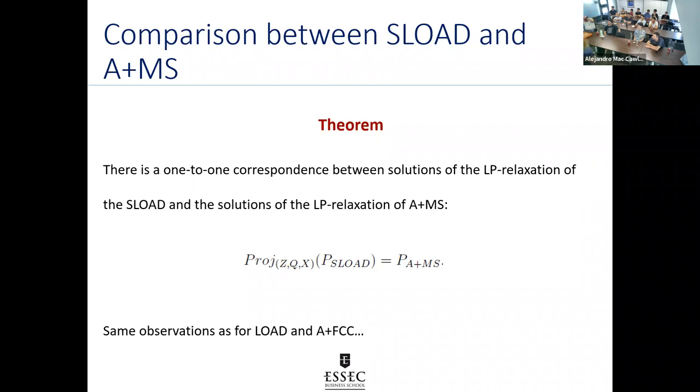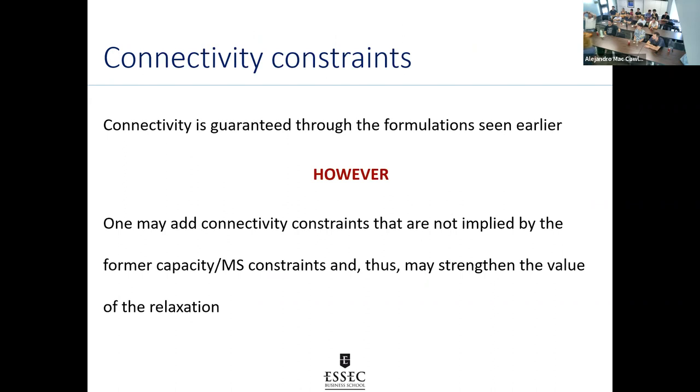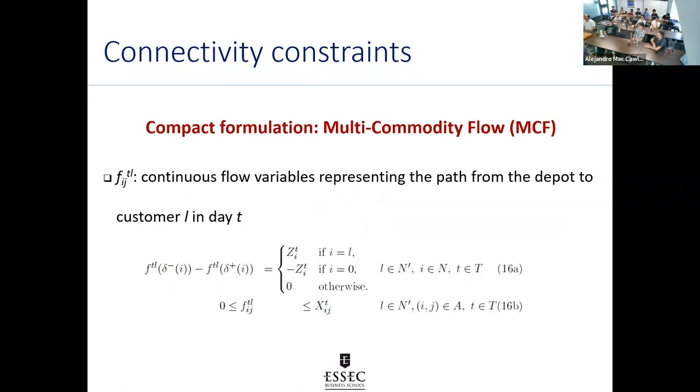Okay, so again, we have equivalent formulations in terms of the value of the linear relaxation. And the final analysis was about connectivity constraints. I already mentioned that fractional capacity cuts or multi-star inequalities, as well as the standard load formulation, already provide connected solutions. But in case you want to strengthen the linear relaxation further, you can introduce additional connectivity constraints. What happens in this case? Again, you can model these additional connectivity constraints in a compact or in an exponential way. In a compact way, you can model that by using a multi-commodity flow formulation, that is this one.